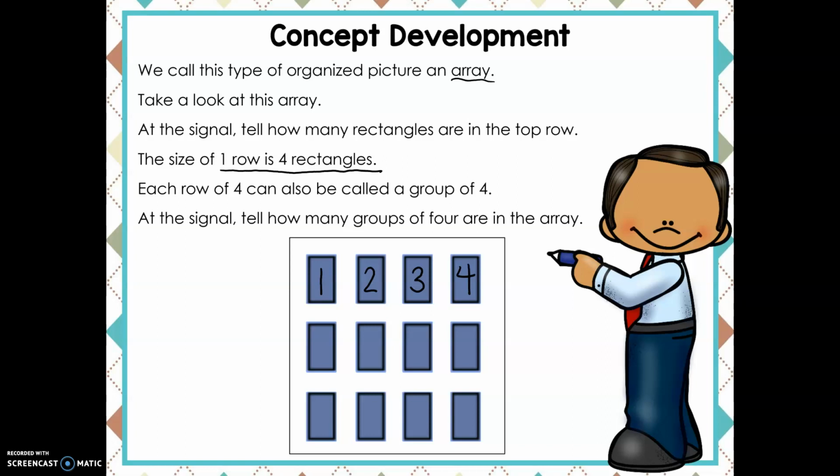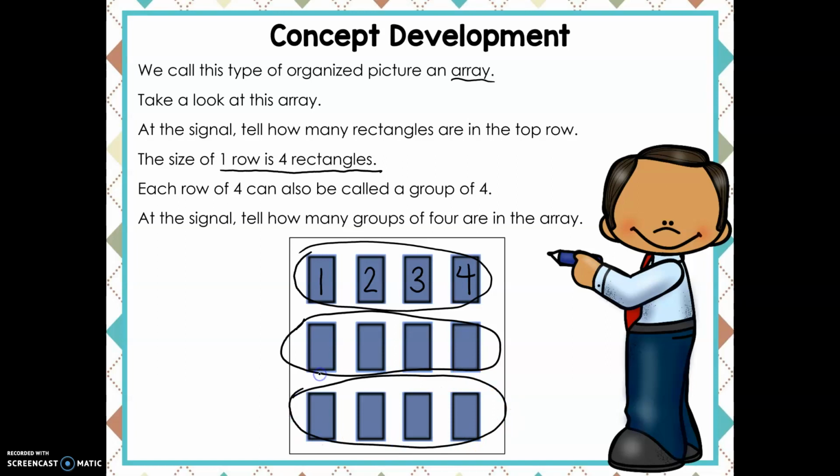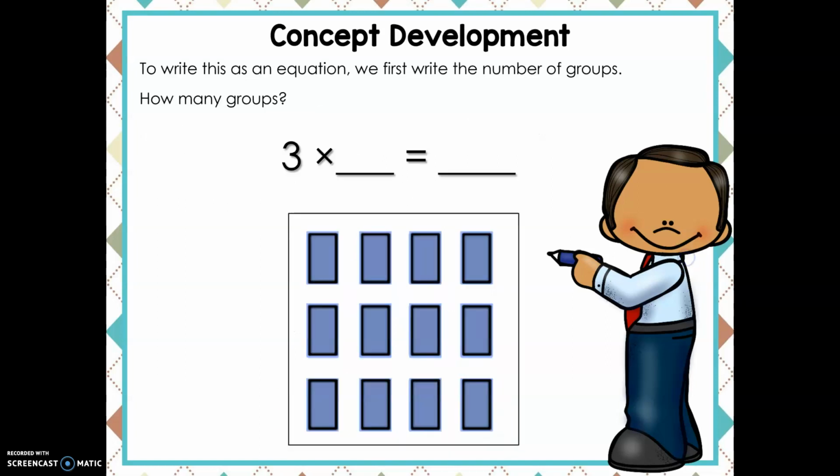Each row of 4 can also be called a group of 4. So let's think about how many groups of 4 are in the array. If we think about that, we can circle them just like we did with the other problem. We have 1 group of 4, 2 groups of 4, and 3 groups of 4. So we have 3 groups of 4.